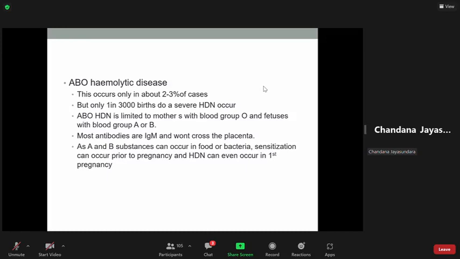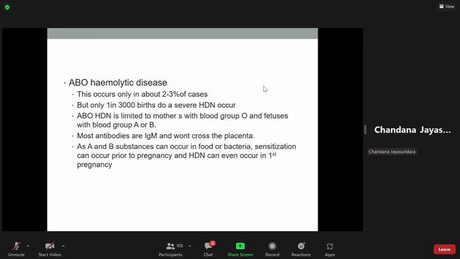Why is that? That is because these A and B substances are found in a lot of environmental stuff like bacteria and food types. There are A and B antigen substances there, and they can develop an antibody reaction in our body. So we might have antibodies even if we have not been exposed to the opposite blood groups. Because of this, it is quite common. But the problem is, severe hemolytic disease is quite rare in this, right?